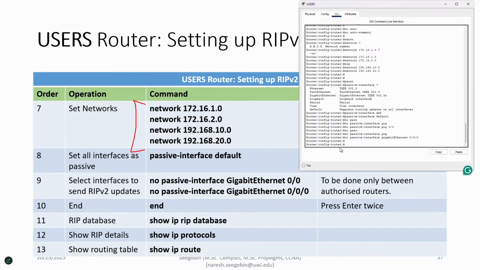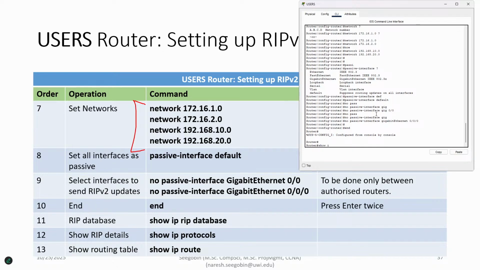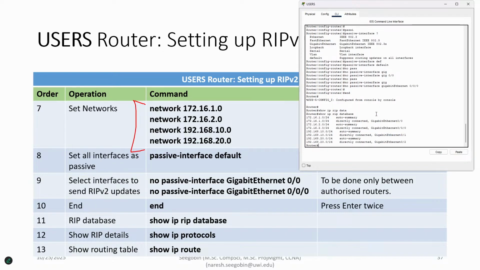Right, so we did a no passive, and then we could do an end and do a show ip rip database. So you could use these commands. Right, there it is. It's showing what is going to be in the database and what it is going to send out. Now remember, we're not sending any updates as yet to other devices. So this is the only thing in its own database. It didn't learn anything else, so it won't have anything else.